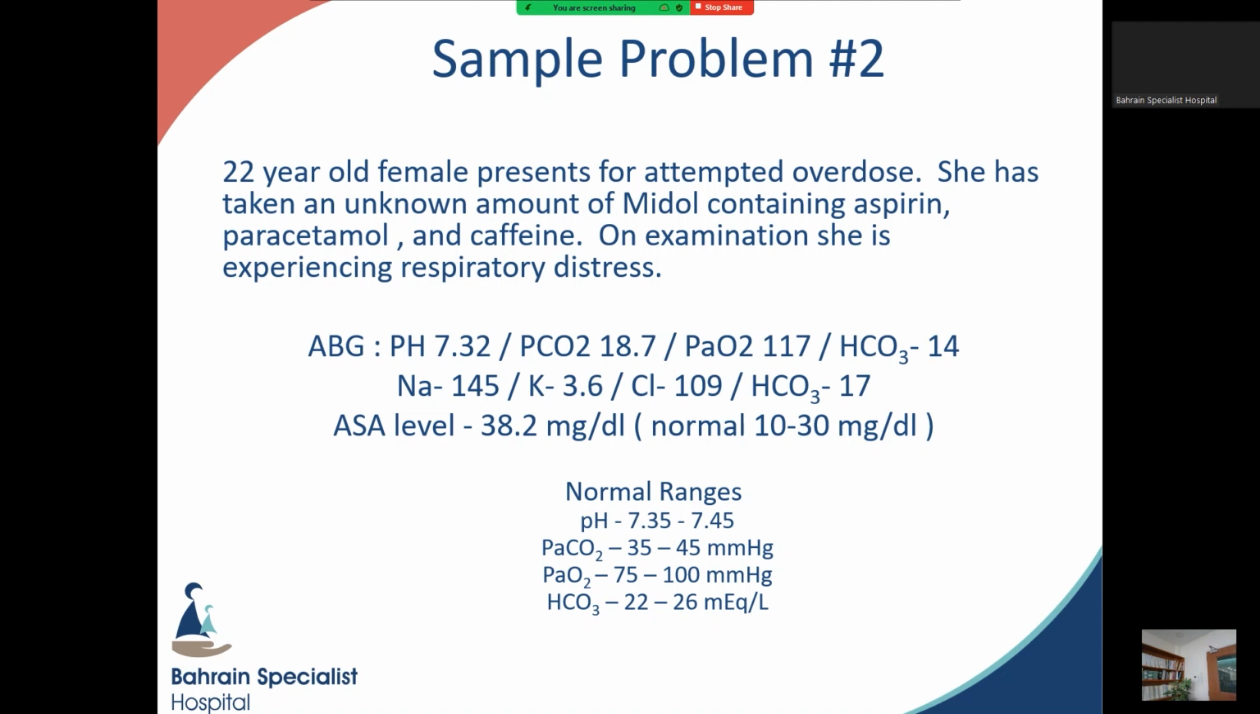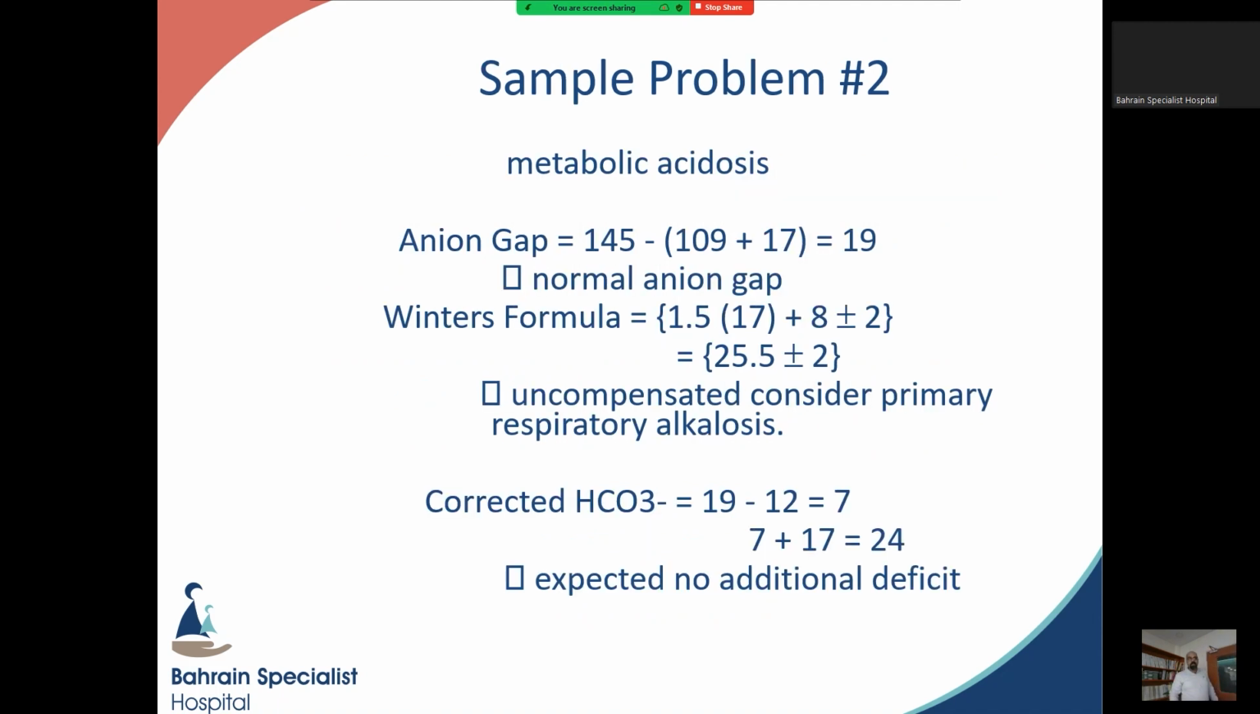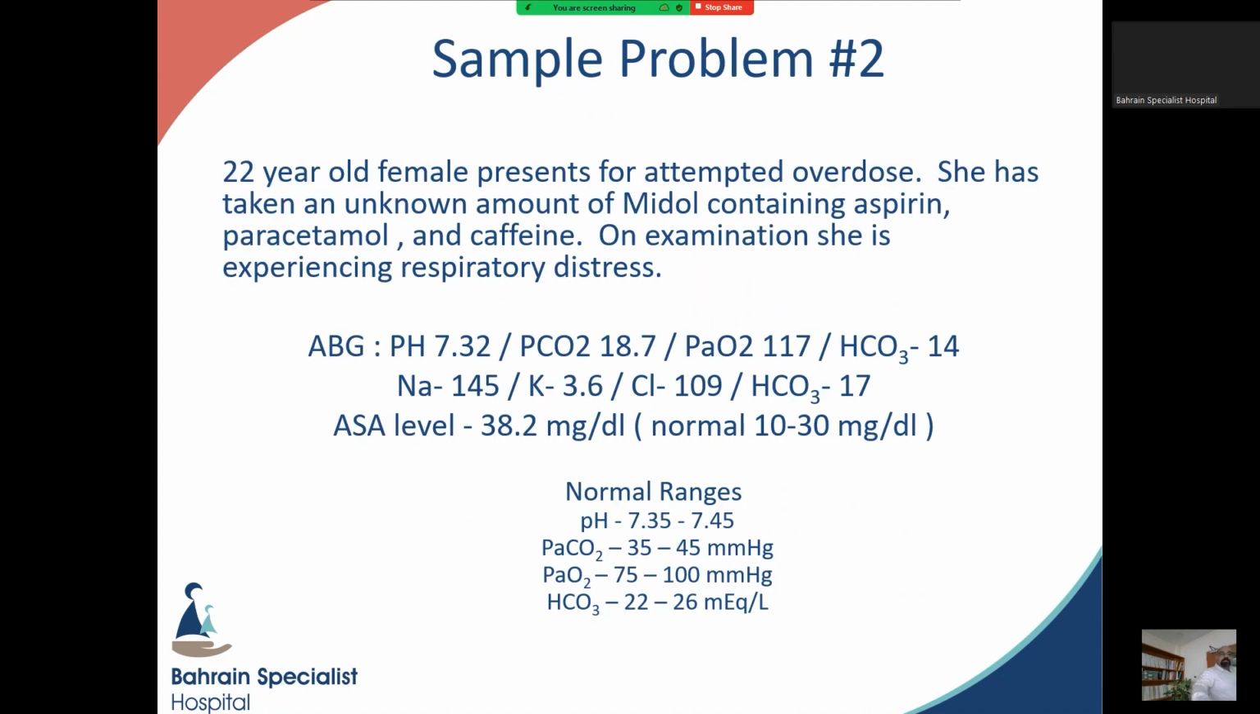Now, in the next slide, I will tell you what this case is, because this is a confusing case, so I chose to talk about it. So this is a metabolic acidosis case. I will measure the anion gap, as we mentioned before. It's a normal anion gap, so I will exclude all these causes. I mentioned that the patient has taken an unknown amount of aspirin-containing medication. So we are talking about salicylate poisoning.